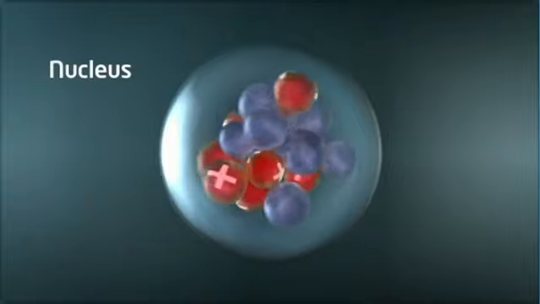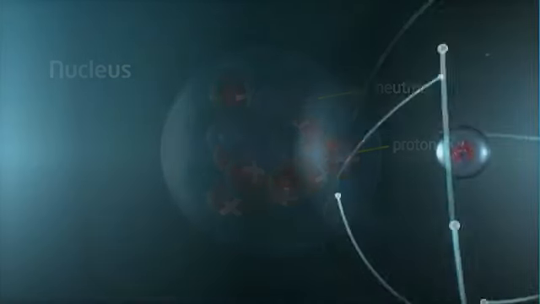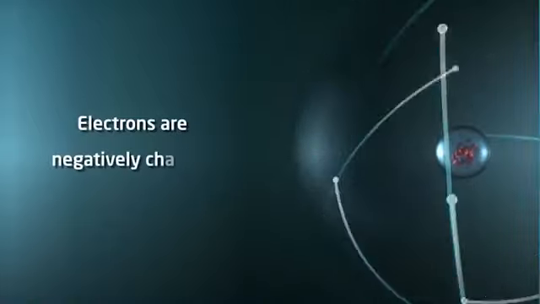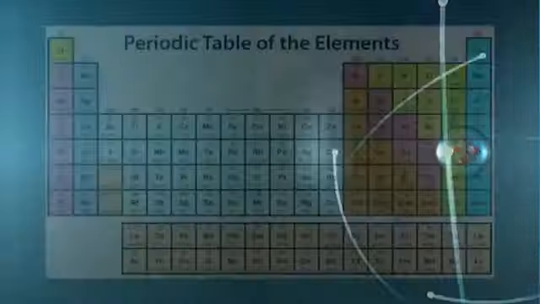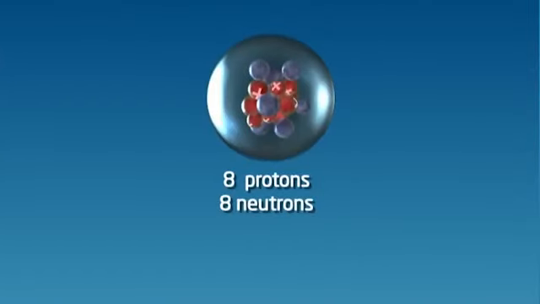The nucleus of an atom is made up of two particles, protons, which carry a positive charge, and neutrons, which have no charge. Outside the nucleus are electrons, which carry a negative charge. The attraction of these negative electrons to the positive nucleus is what keeps the atom together. Now, every element in the periodic table has a specific number of protons and neutrons.